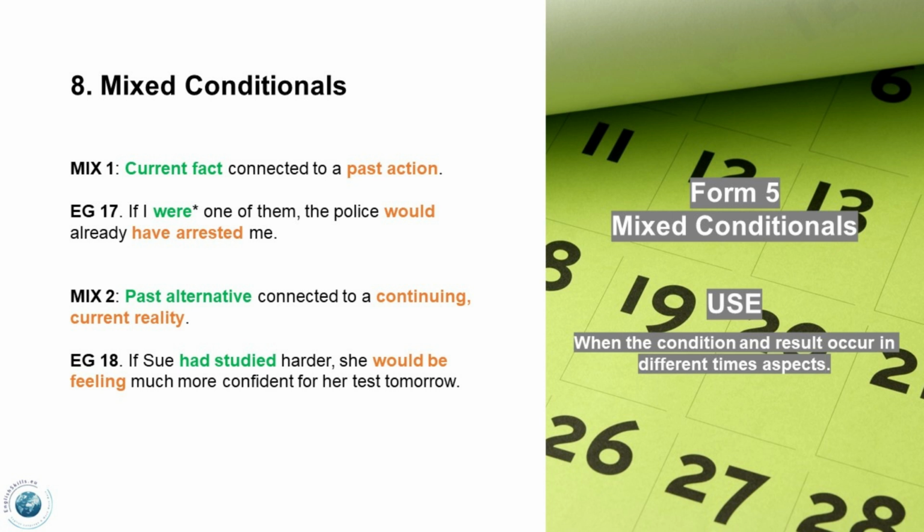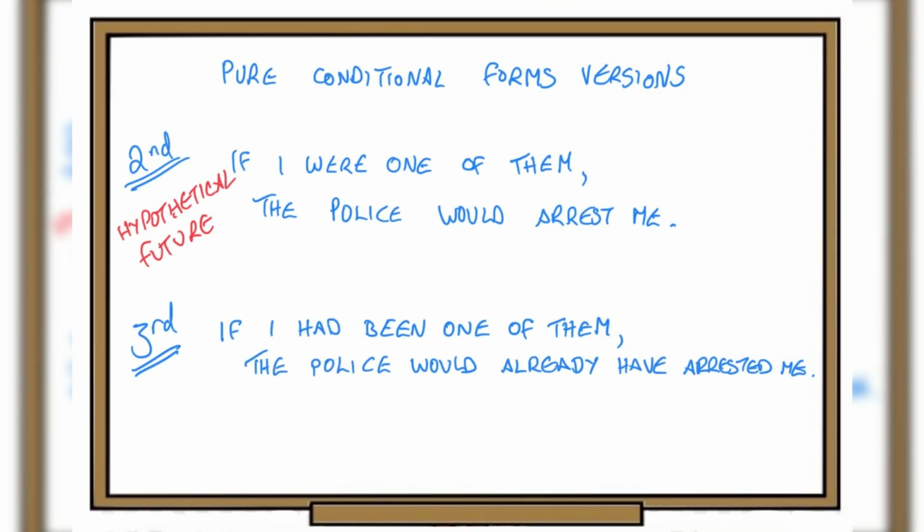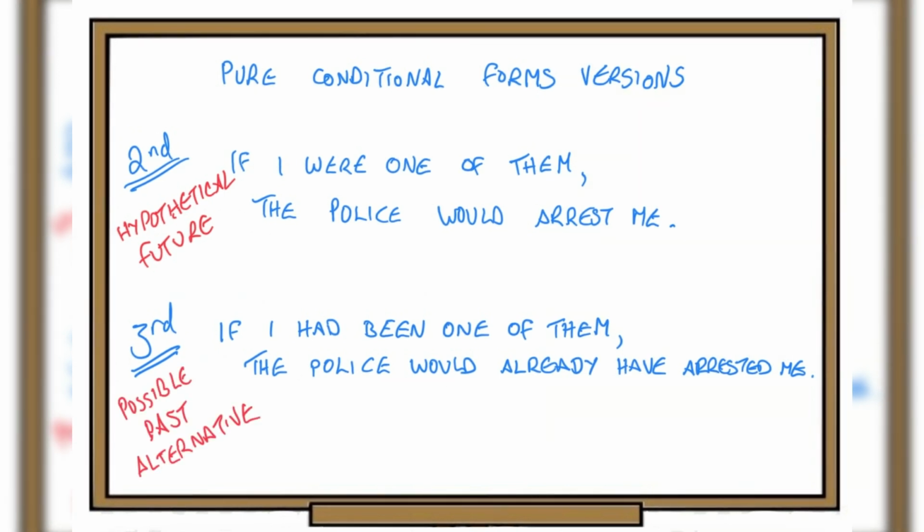The speaker is still saying he or she is not part of the group, but the arresting is in the past context. A third version of the sentence could be entirely in the pure third conditional form. If I had been one of them, the police would already have arrested me. The context shift here is completely away from a hypothetical future and 100% focused on a possible past alternative scenario. I guess time travel is sometimes a bad idea. Go back and repeat that a few times if you are not sure of those differences in meaning.